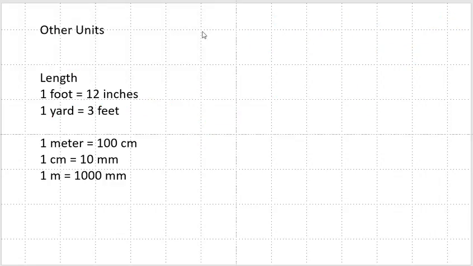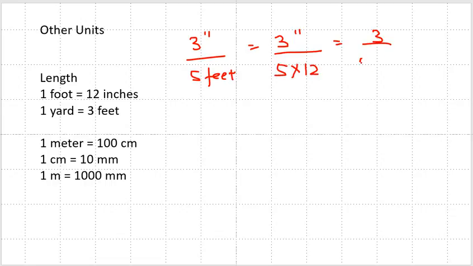Some of the other units you should know. We talked about 1 foot equals 12 inches. So for example, if I had said, what is the ratio of 3 inches to 5 feet? Same concept. Keep 3 inches. 1 foot is 12 inches. So 3 over 5 times 12. 3 goes into 12 4 times. 1/20. Correct?